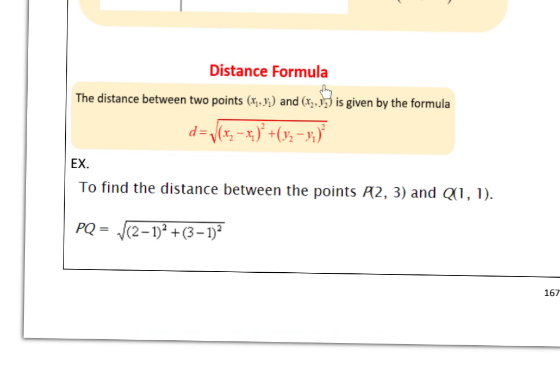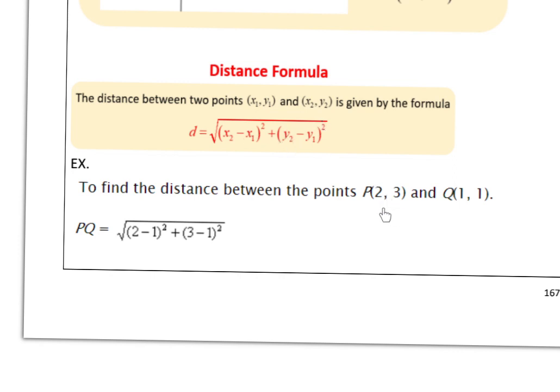The second formula, the distance formula, is used to find the distance between 2 points. For example, if we have 2 points, (x1, y1) and the second point (x2, y2), how do we find the distance between them? We have this formula: d equals the square root of (x2 minus x1) squared plus (y2 minus y1) squared.